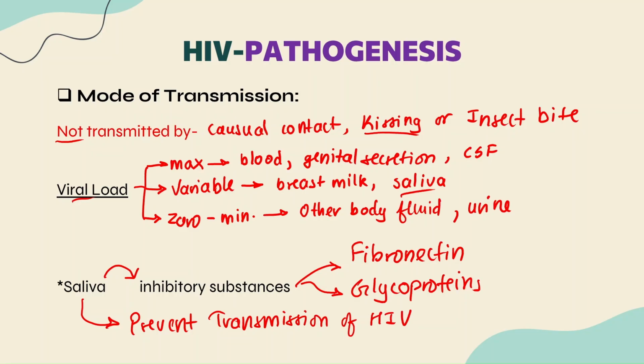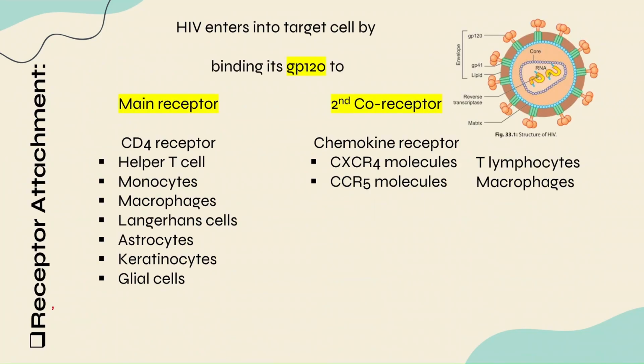So that was all about the mode of transmission with respect to HIV. Okay. Now we're going to have a look at the receptor attachment, guys. Now for the HIV virus to enter inside the target cell, look at the structure of HIV: on the envelope we all have the glycoproteins, yes or no? So this glycoprotein 120 that is shown over here, this structure that I'm highlighting, is going to bind to two receptors within the host cell. Okay, the first receptor is called the main receptor, which is nothing but your CD4 receptor, guys, mainly present on the helper T cell.